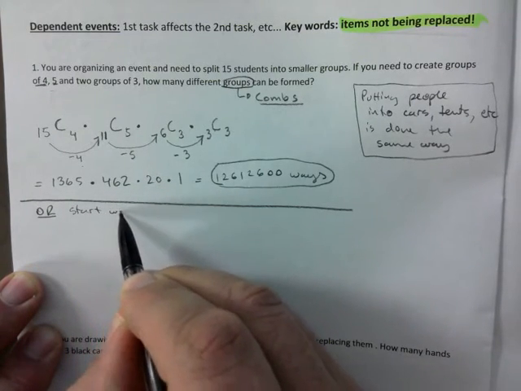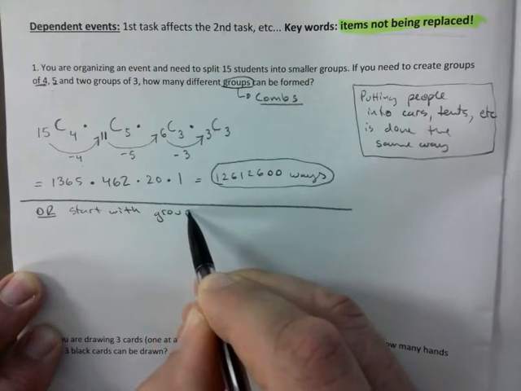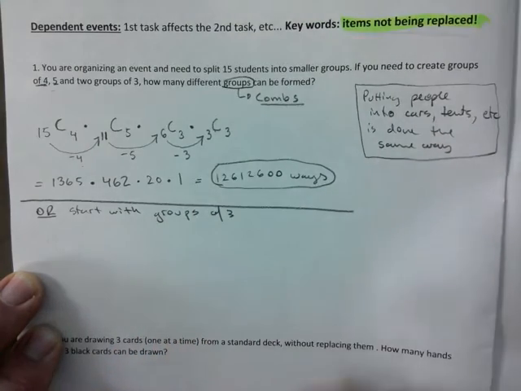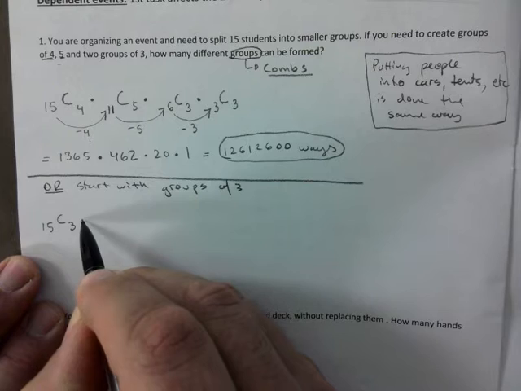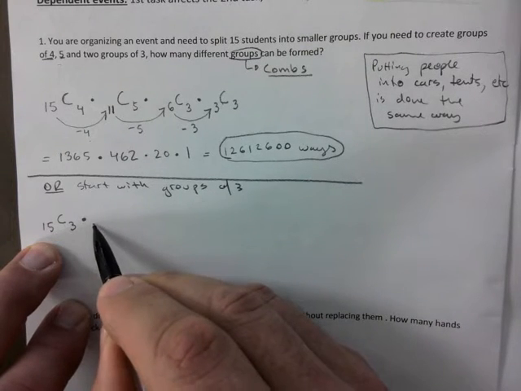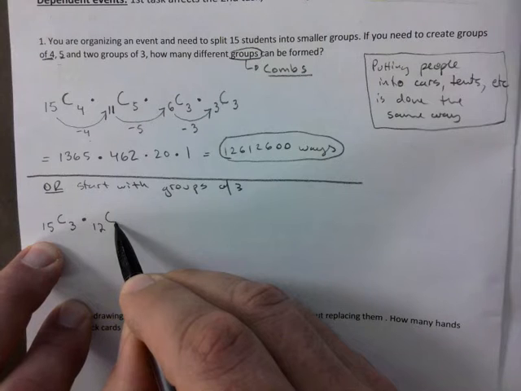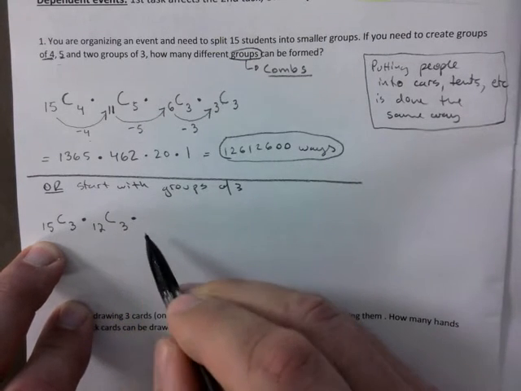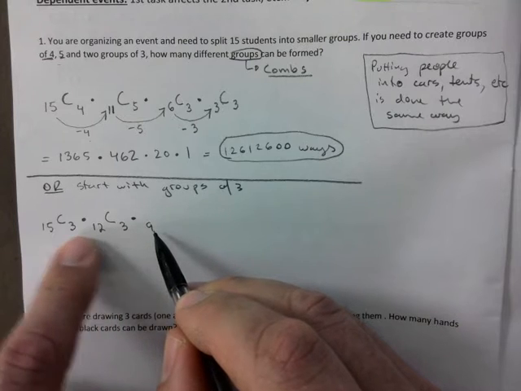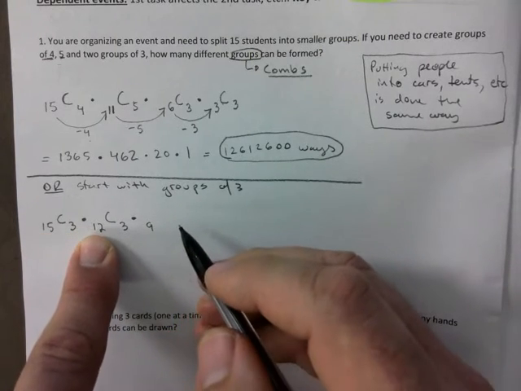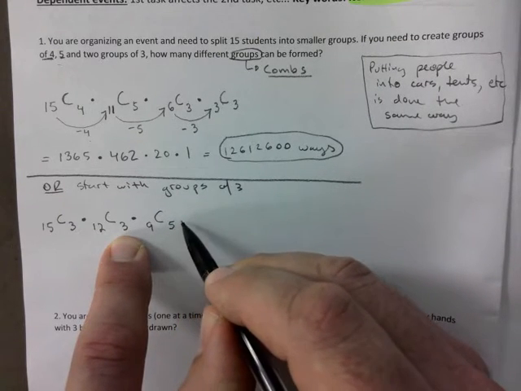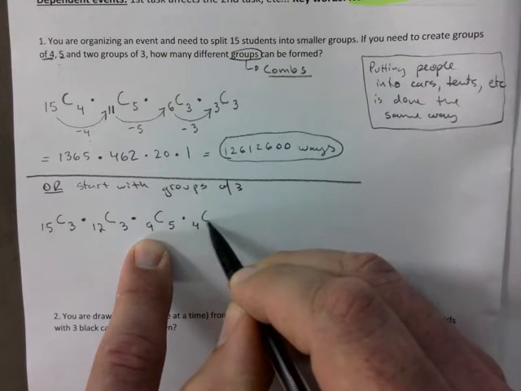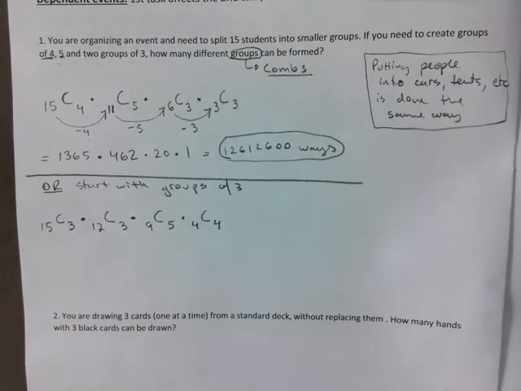Start with groups of 3, right? What if we did it that way? So I would start with 15, I choose 3, I'm left with 12, and I choose another 3, I'm left with 9, right? Remember, 15, I take away 3, I'm left with 12. I make my second group, then I make my group of 5, I'm left with 4, and obviously I need to choose 4 yet to fill in that last group.